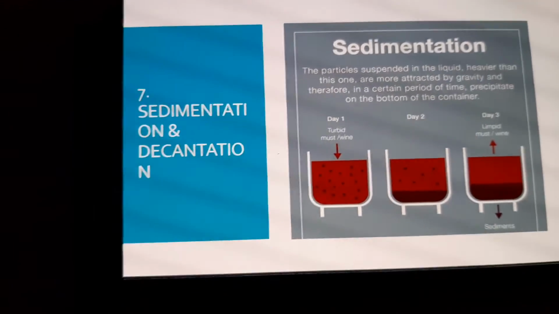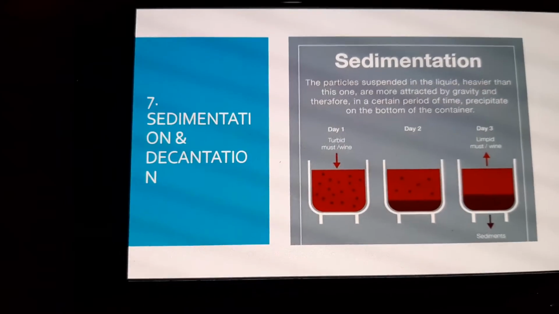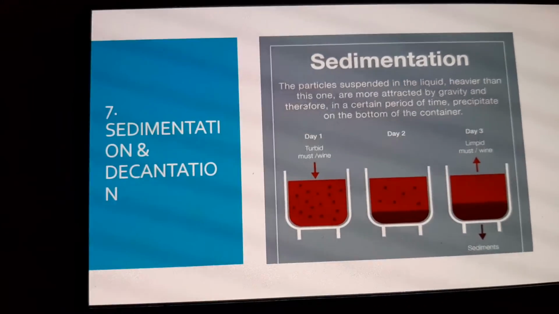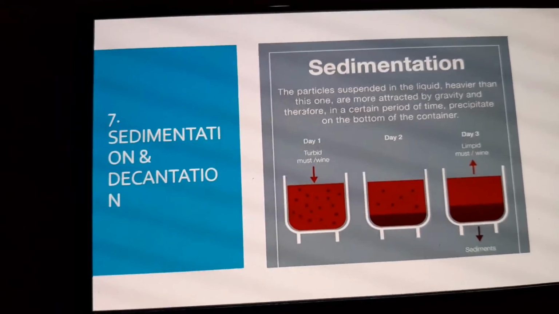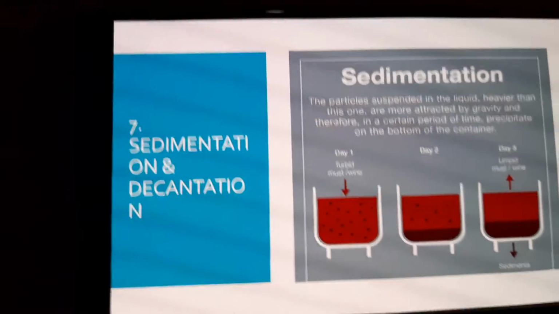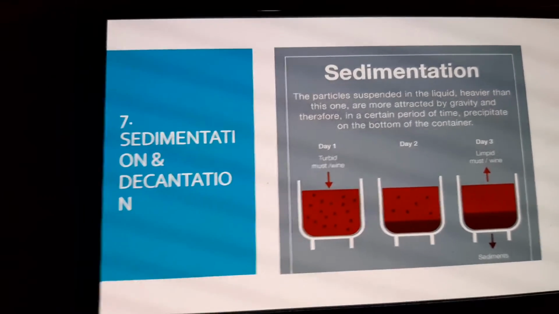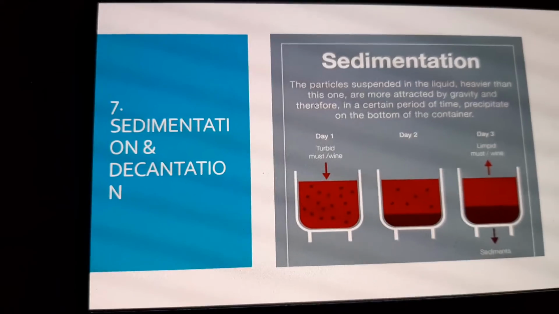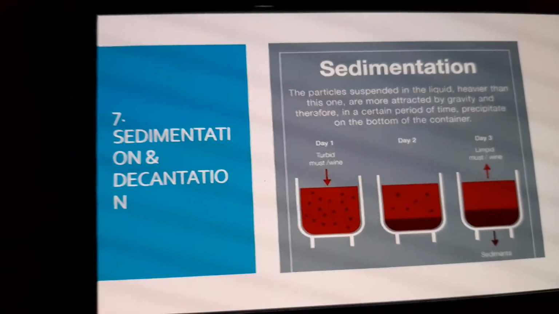So, it was all about the techniques and methods of separation of substances. On the whole, we have studied the seven techniques of separation of mixtures, right? So, this ends the techniques here.